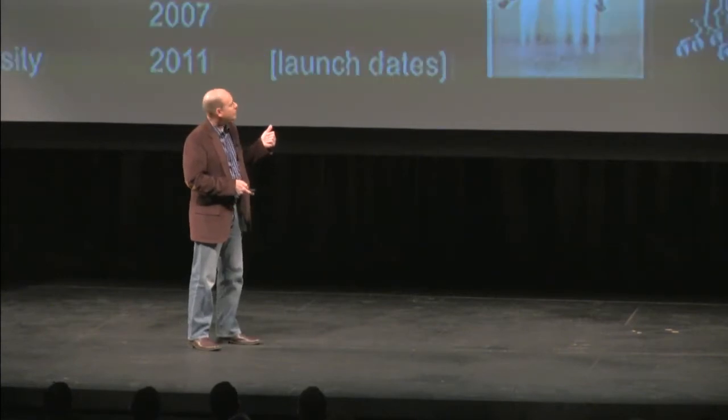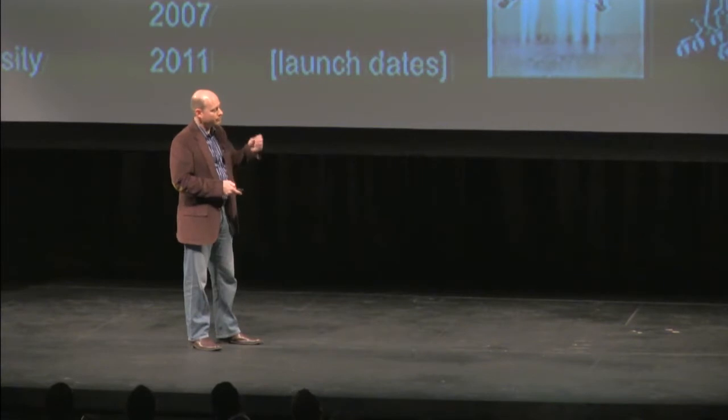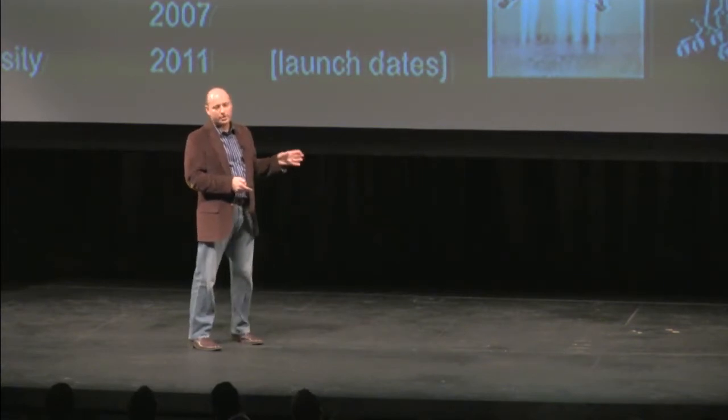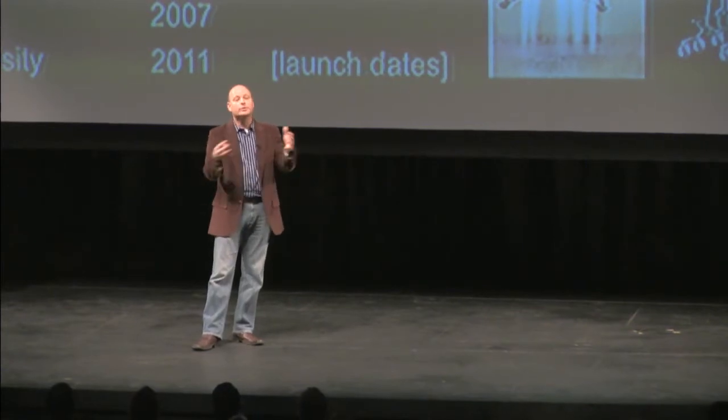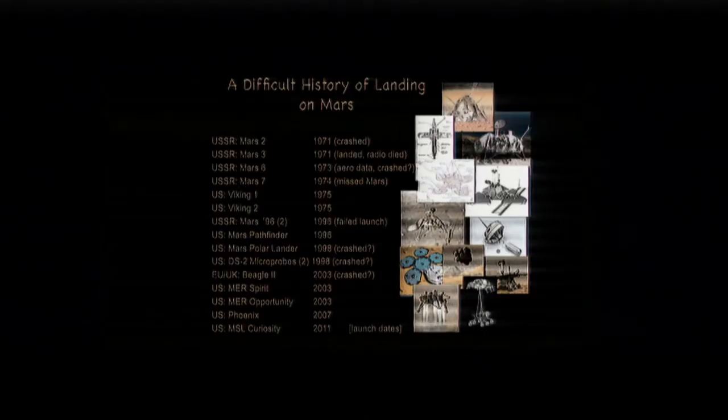So landing on Mars, trying to get to the surface of Mars, started in the early 1970s by the Russians. And as you can see here, even when you look at all missions that try to go into orbit, but certainly missions that try to land, humanity's only batting about 40% in terms of landing.